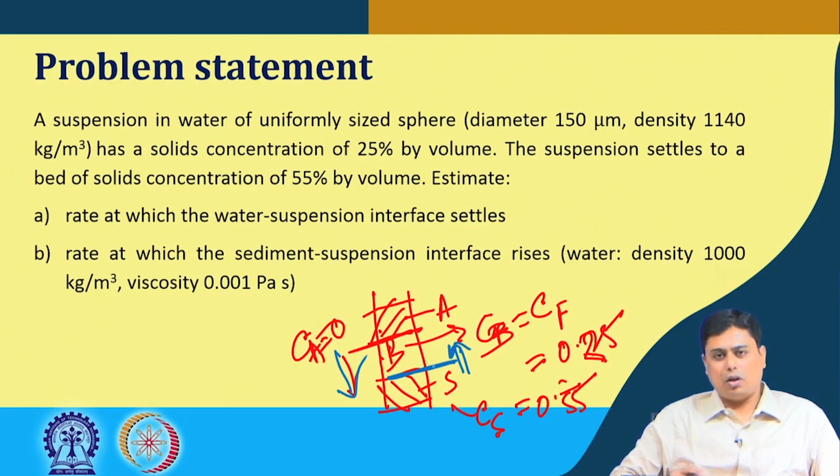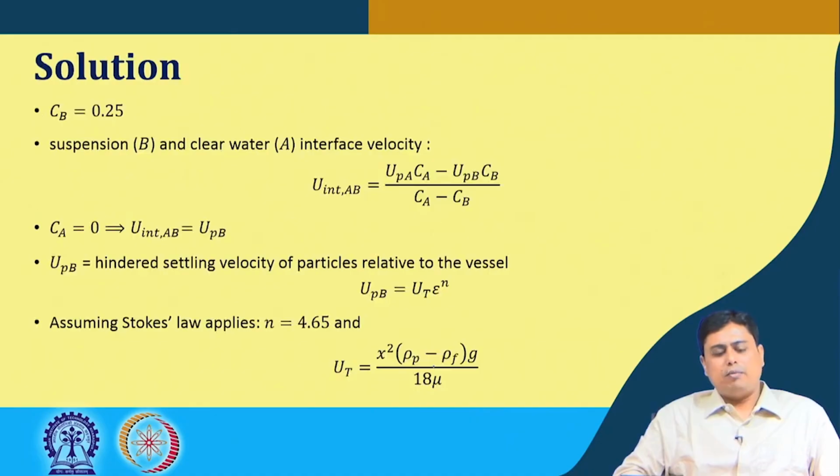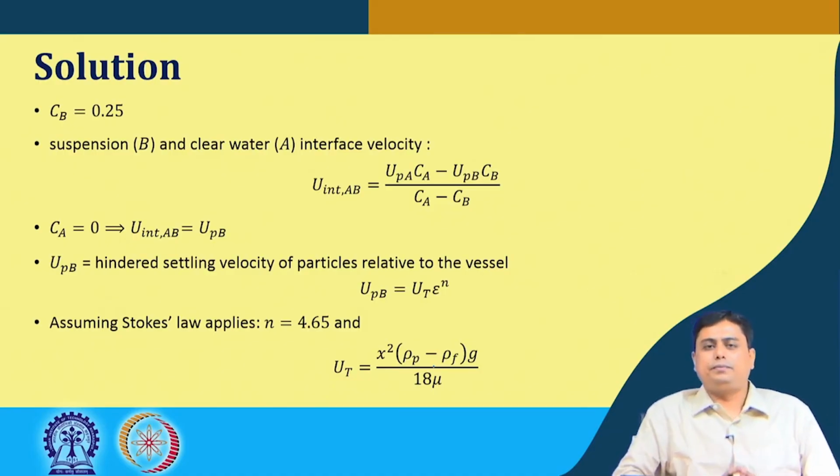So, how do we solve this problem? I hope the problem statement is clear to you. As I mentioned, we at first write down what is given, that is Cb is 0.25. Now, we know the suspension and clear water interface velocity. How did we get that?